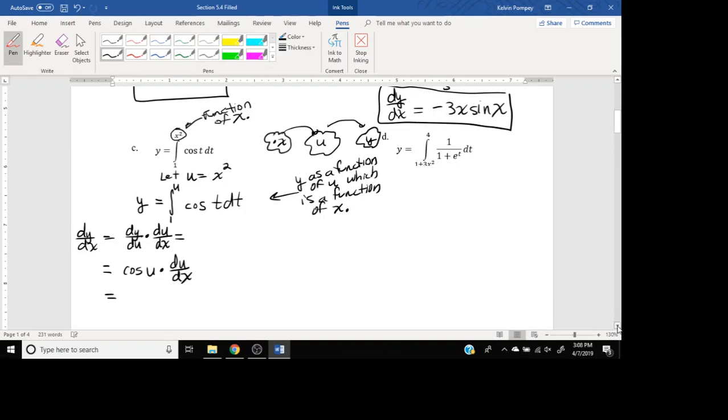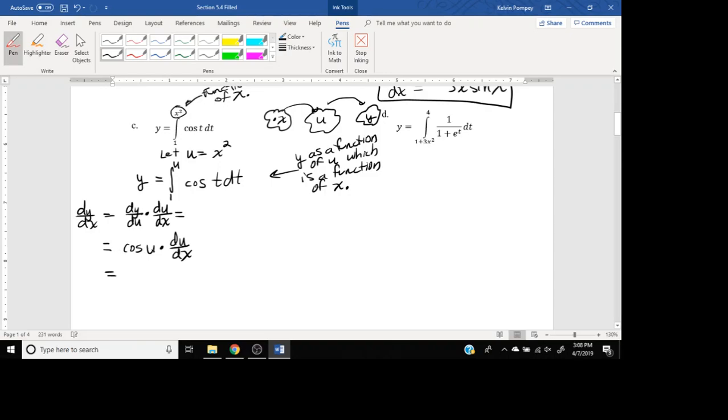Okay? Now I'm going to rewrite everything in terms of x. Since cosine of u was equal to x squared, I'm going to replace this x squared for u here. And since I know that u equals x squared, when I do the derivative of u with respect to x, du/dx, that's the same thing as 2x. That's what I'm going to replace in this formula. And so I get the cosine of x squared times 2x. A lot of people like to write this as 2x times the cosine of x squared. Okay?